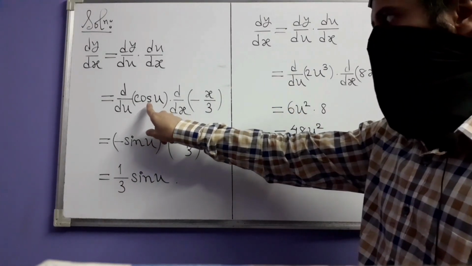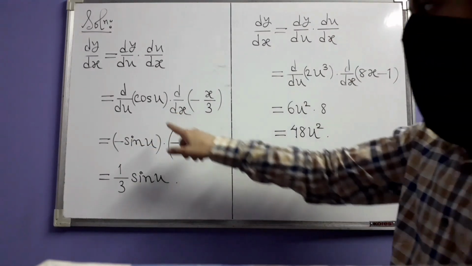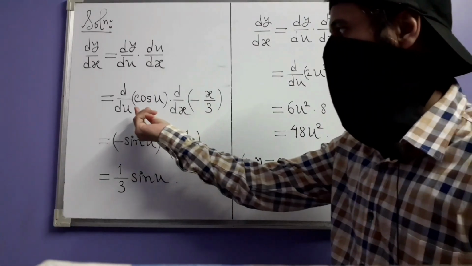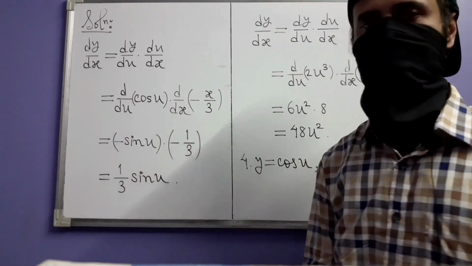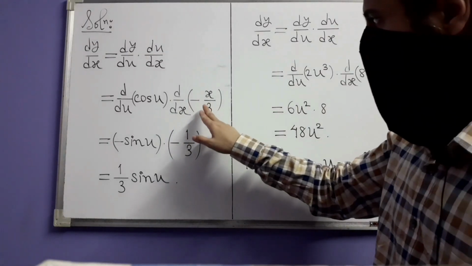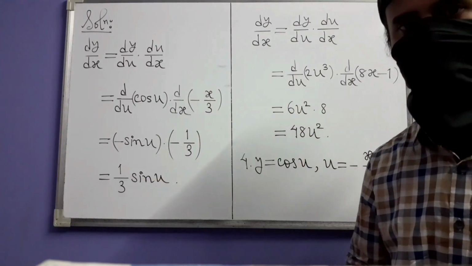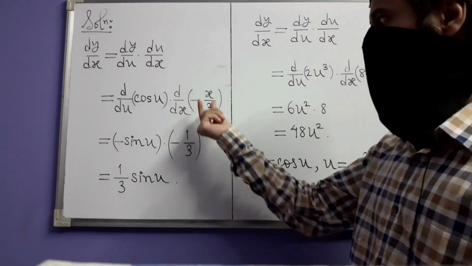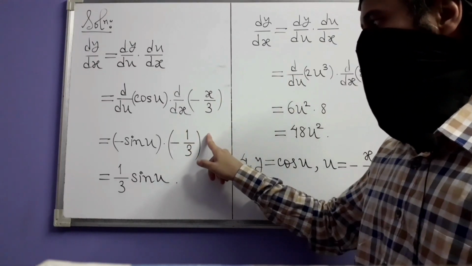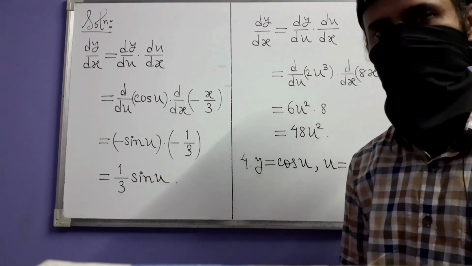The derivative of cos u with respect to u is minus sin u. Always remember that whenever you have a trigonometric function and you want to calculate its derivative, if it starts with co, there will be a minus sign. Okay, you just remember that. And what about this? Here, first of all, minus 1 divided by 3 comes out by the constant multiple rule, leaving you with d dx of x, which is 1. So that's why this part only is minus 1 divided by 3. So that way your derivative is 1/3 of sin u.